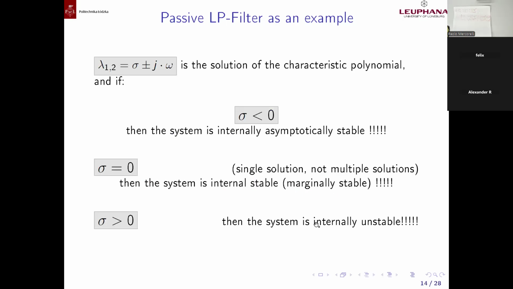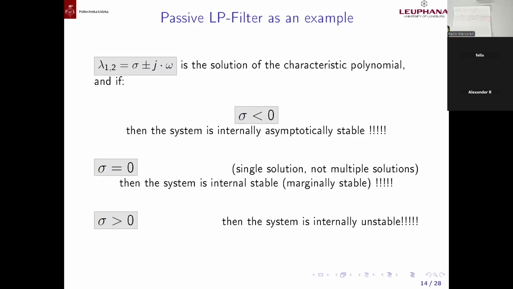And basically, we can classify the following cases. In general, if I have a real part sigma plus minus j omega, omega is the imaginary part. Basically, j omega is the root of something negative. You remember, the root of minus 1 equals j. Now, we have oscillations in case omega is not 0.